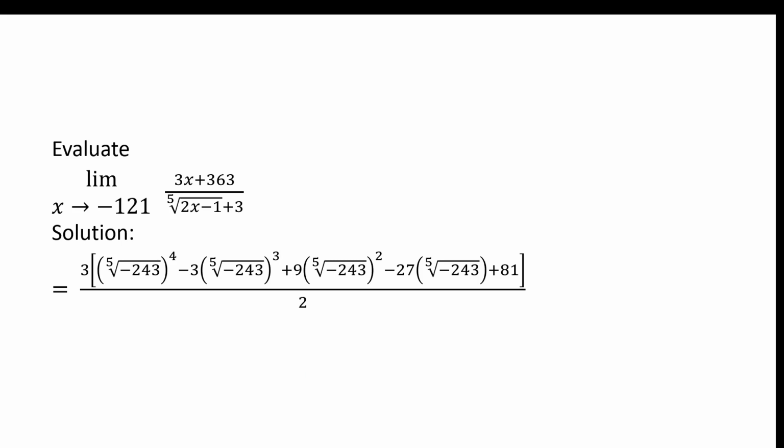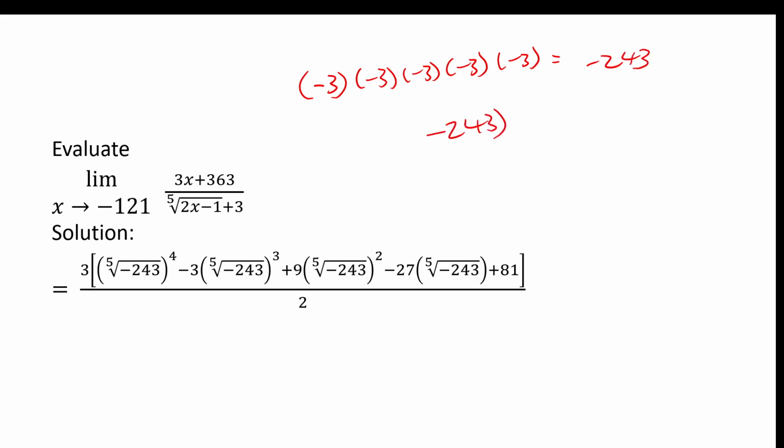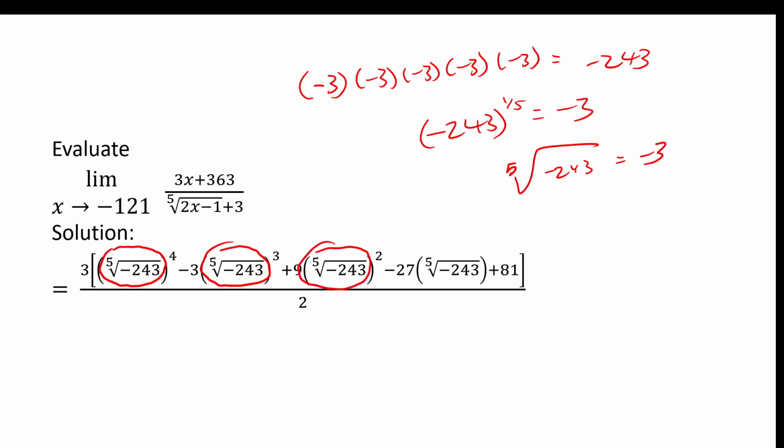What we basically have when you plug in those x values is a lot of fifth root of negative 243. Well, negative 3 times negative 3 times negative 3 times negative 3 times negative 3 is negative 243. So in other words, negative 243 to the 1/5 is negative 3. Or as we have written on the page, the fifth root of negative 243 is negative 3. So right here, this fifth root of negative 243, I'm going to call it negative 3 in the next line. This one right here, I'm going to call that negative 3. This one right here, let's call it negative 3. That one right there, let's call it negative 3.